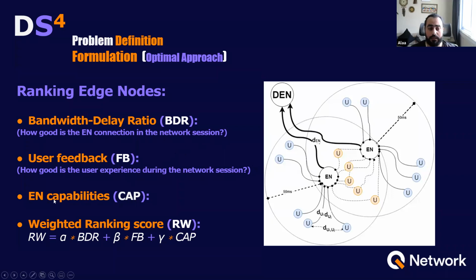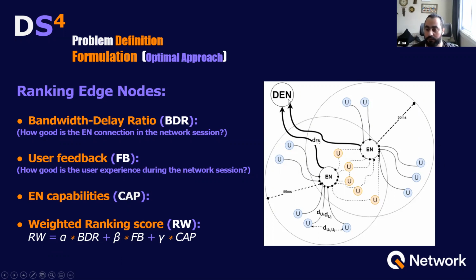We can also rank these edge nodes based on their capabilities. For example, we can set the first level to have a few gigabits of RAM, and then consider what kind of GPU it has, and based on that criteria, we can put them in different ranks. And then lastly, a weighted rank for all of these, which is simply a weight that will be multiplied by each of the separate three.